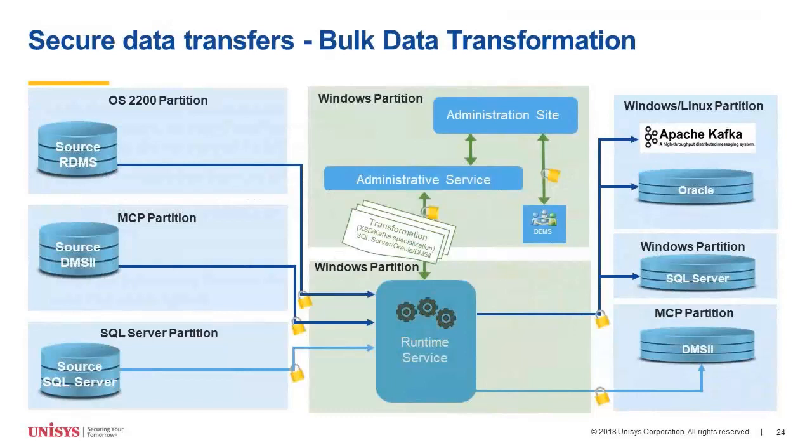This diagram is here to show you the movement of data over the networks. The lock icons are there to indicate to you where we now support encryption. So no user data now has to traverse any network, be it private or public, in an unencrypted state. So we have encryption going from the source, the 2200 RDMS, DMS2, and SQL Server, and going through the runtime service to our targets, which can also be encrypted.